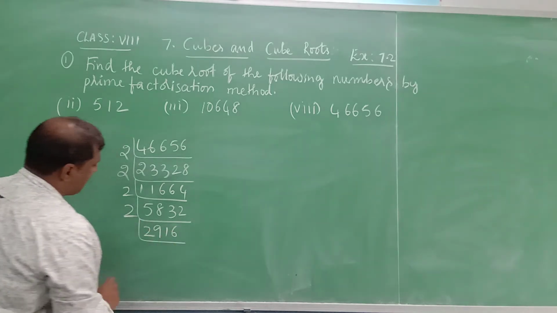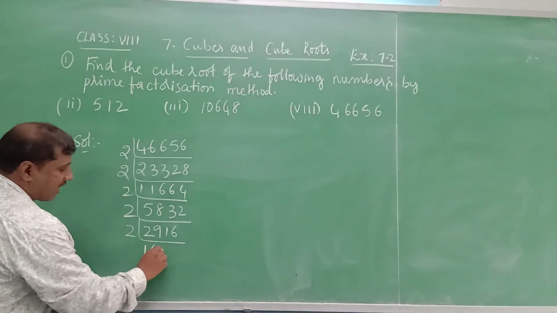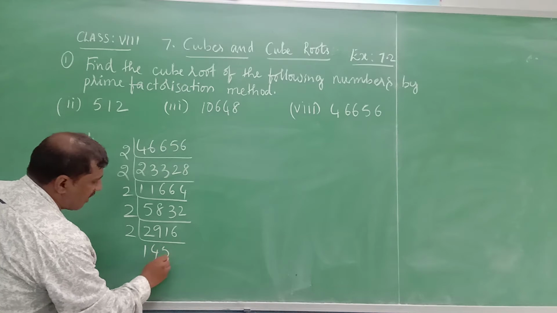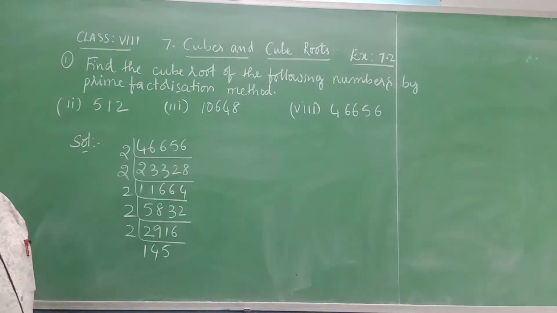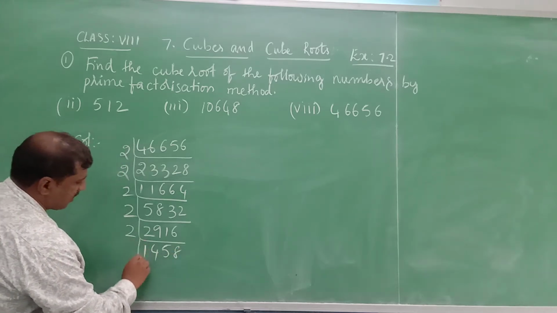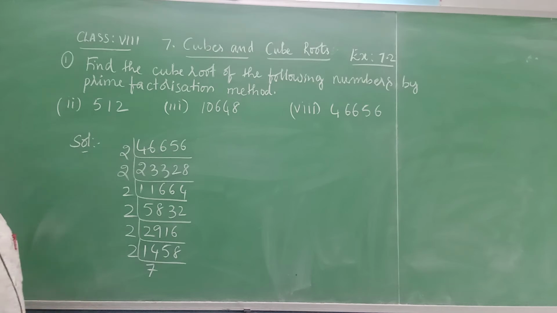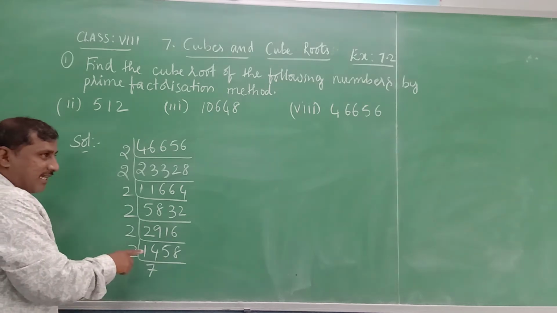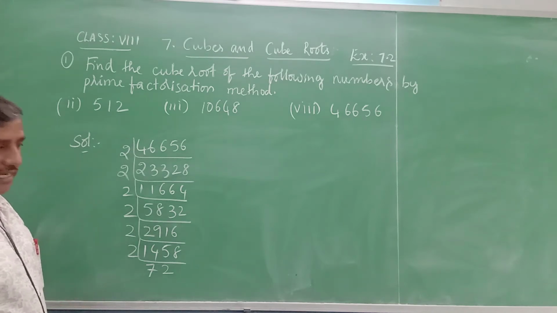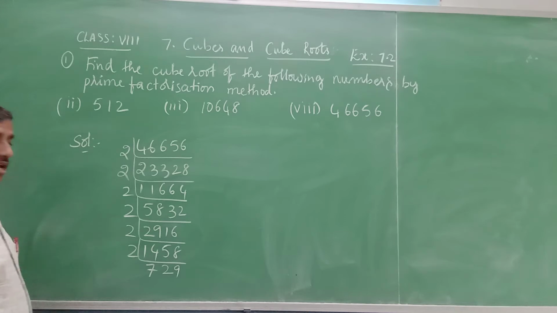Now we can see here with the 2. 2 1s are 2. 2 4s are 8. 9 minus 8 is 1. Bring down 1, 11. 2 5s are 10. 11 minus 10, 1, and bring down 6, 16. 2 8s are 16. Now with the 2, 2 7s are 14. 14 minus 14, 0. Bring down 5. 2 2s are 4. 5 minus 4 is 1. Bring down 8, 18. 2 9s are 18.